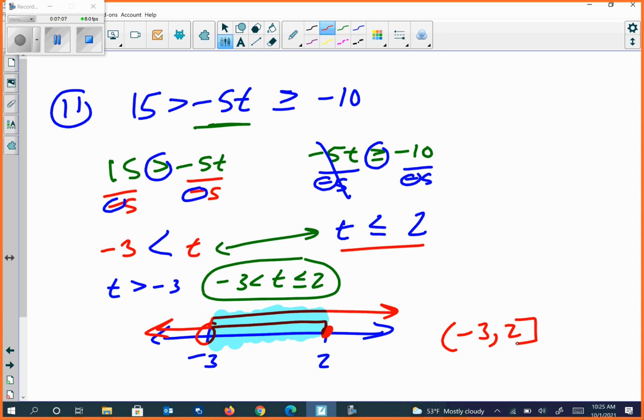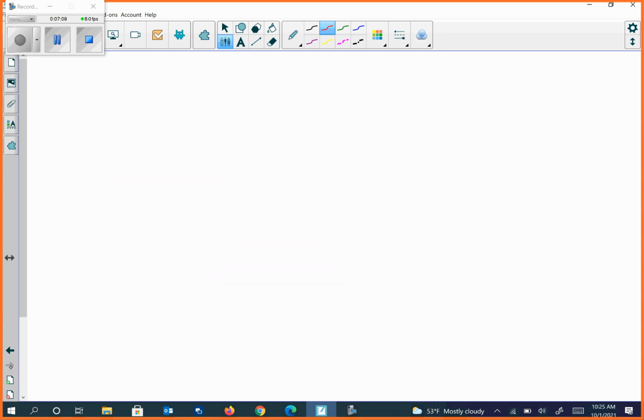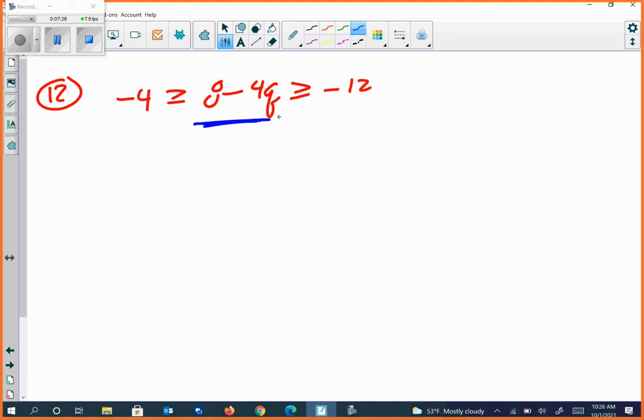All right. Problem number 12. I have -4 is greater than or equal to 8 minus 4q is greater than or equal to -12. Again, by my way of doing it, you want to split that into two problems. This is an and problem because I don't see the word or. Okay? All right, so I get this.